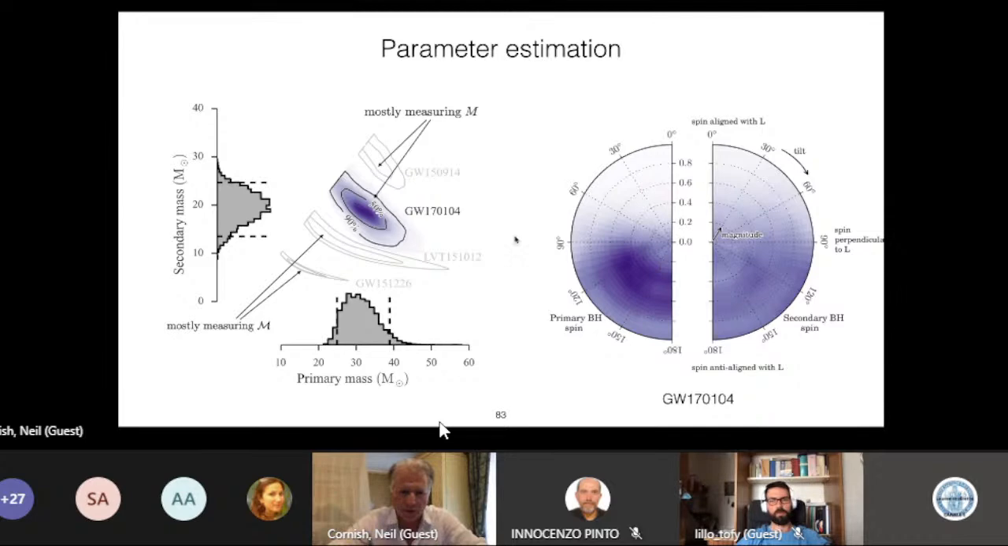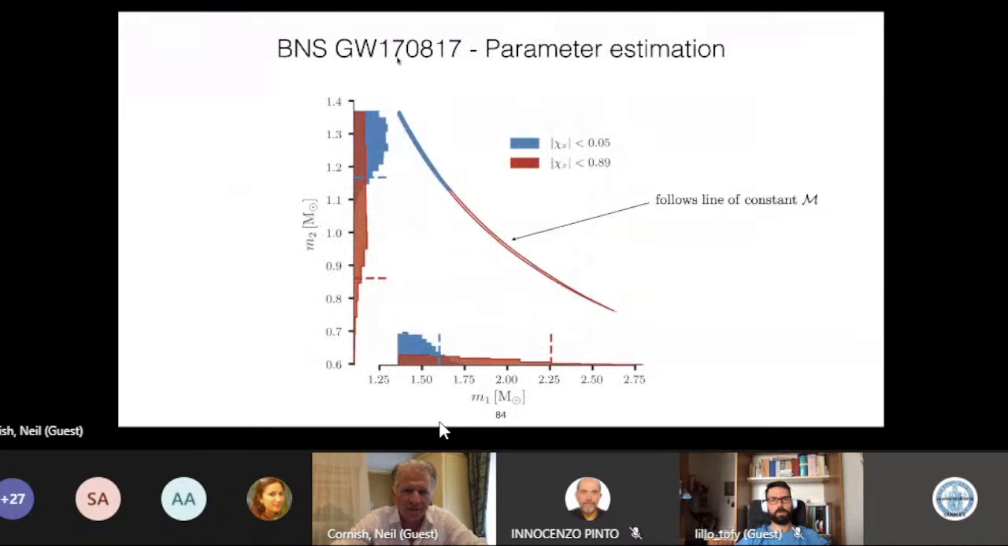And you can see that in particular with the first binary neutron star merger. You can see this line here, this is mass one and mass two. The probability distribution we end up with is this really long curved shape. This is a line of constant chirp mass. So the chirp mass, this particular combination of the masses, is measured really well, but we cannot infer the individual masses very well. We do better if we assume that the spins are small, because it's mostly a degeneracy with the spin terms that's causing this.